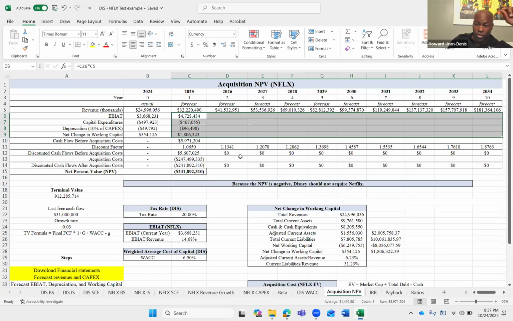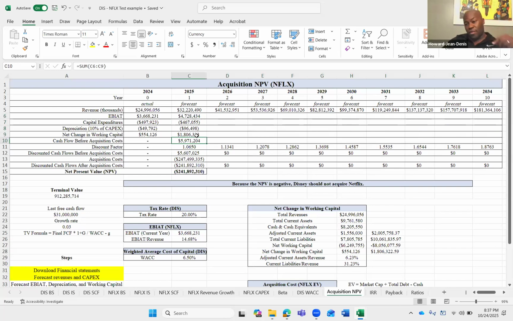So now you have the total free cash flow and you're almost ready to discount it. So this number here, cash flow before acquisition costs, is a summation of the four columns above it. Earnings before interest and after tax, depreciation, change in working capital, and CapEx. So you should be able to do this across the board. And then you want to start to discount those cash flows because that money's not worth as much in the future, right? That's what the time value of money is all about.